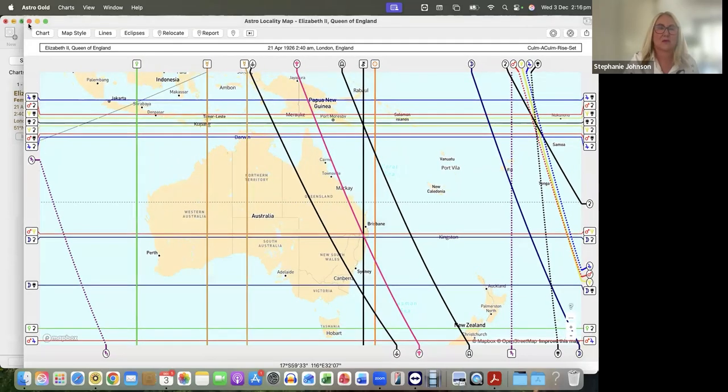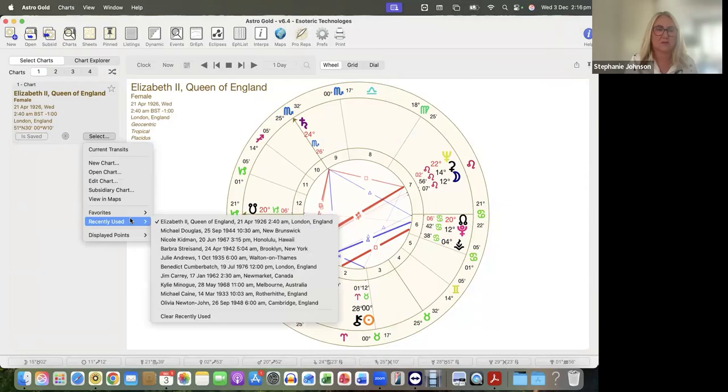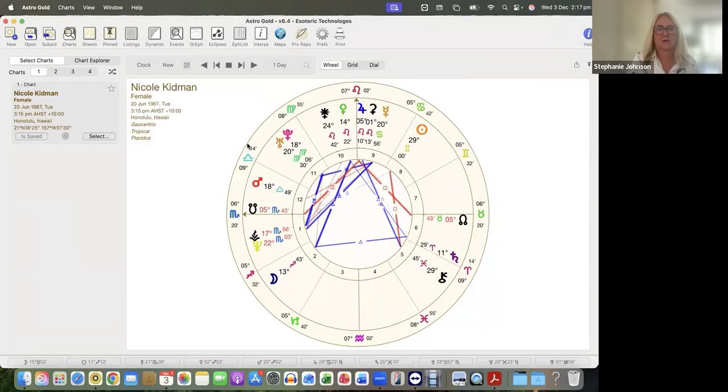So we'll look at the reports in a minute, but first of all, we'll just do one more example. This is a recently used list. You've seen this before. And we've got Nicole Kidman. So we look at Nicole, and again, you would look at the natal position of the sun and you would ask what they want, what they're asking for. But for the sake of this demonstration, we are looking at the sun.